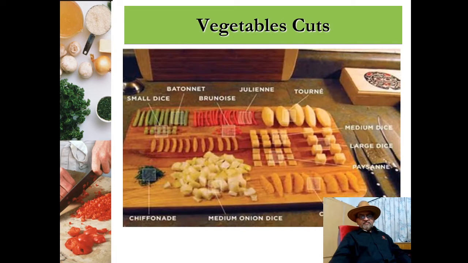So, this is in detail. Batonette, small dice, brunoise, julienne, tourne, turned potatoes, medium dice, large dice, small dice, paysan. The difference between paysan and dice is that dice has width, it has height, and it has depth. Whereas paysan has only width and height. So it is like a flat square, if you can see in the picture. And chiffonade is same as julienne, except that chiffonade is only cut of leafy vegetables.